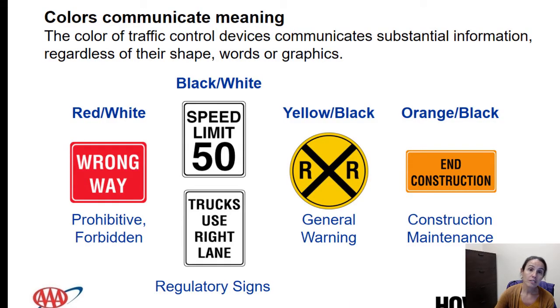Our colors actually communicate in different ways. We have our red and white, that means wrong way, we don't go that way, of course. We have our black and white, this is our speed limits, our regular signs. As an example, trucks use the right lane. And then we have our yellow and black. These are our general warnings. You see our railroad crossing. And then you also have your orange and black, and that's construction workers, or construction, excuse me.